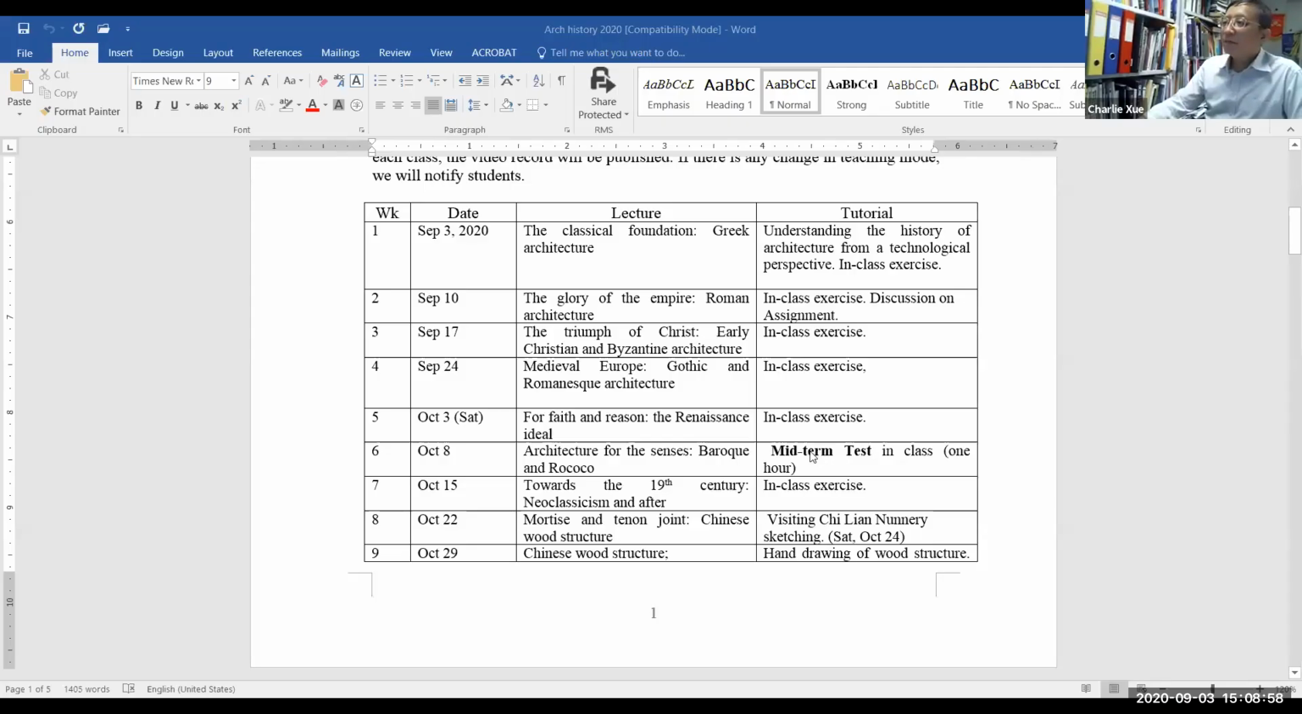Yes, this midterm test will be in week 6. If this is still on Zoom, we will do the test on Zoom, and if we go back to the classroom, we will do it in the classroom. Okay, so 1 hour. This 1 hour will only test lessons 1 to 4, week 1 to 4. These contents will be tested. Then the final examination will not test these contents.